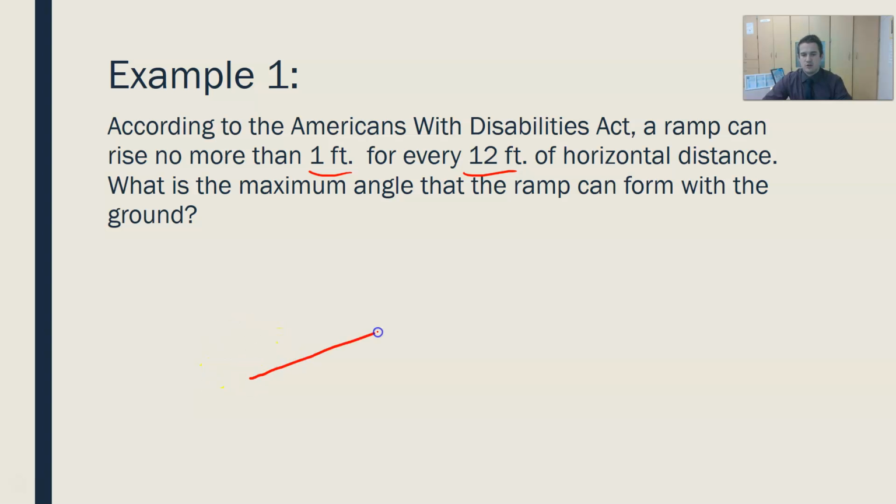So let's draw a picture. So here's my ramp. Say here's the doorway that I'm trying to get to, and here's down at the bottom of the ramp. So here might be a right triangle to represent this situation. Here at the bottom of the ramp, here at the top of the ramp, okay?